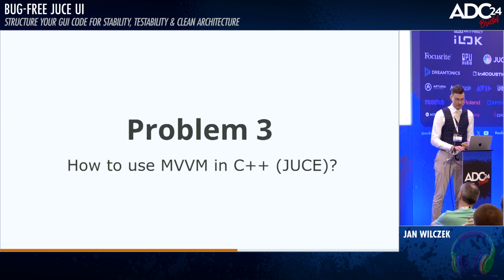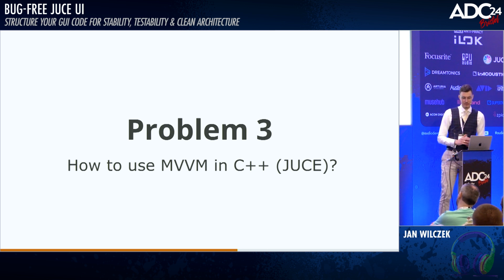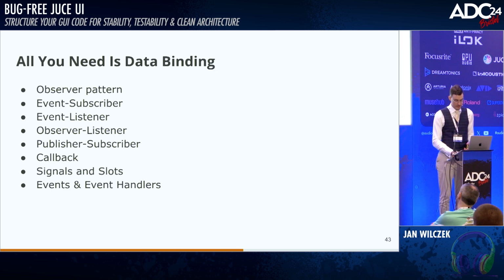So if we take this approach, then there's problem number 3, and the final problem is how to use MVVM in C++ JUCE. And it turns out that all we need is to have the data binding. And the data binding is a more specialized term for the observer pattern that I'm sure most of you are familiar with, where you have the object that's observed that publishes some event, and the observers get notified.